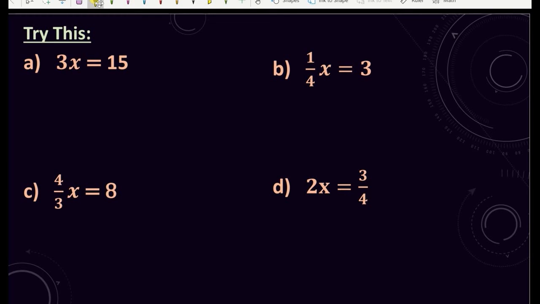So problem A, first we're going to draw the line. We divide by 3 on both sides. 3 and 3 cancel each other out. That gives you x equal to 15 divided by 3, which is 5.